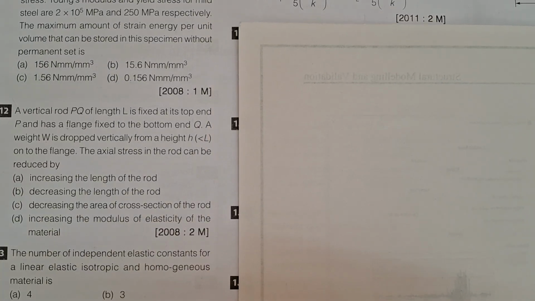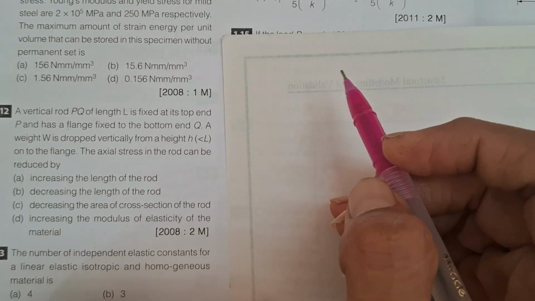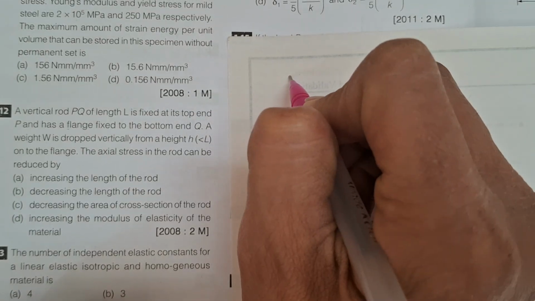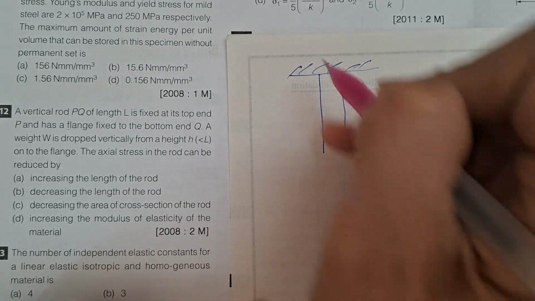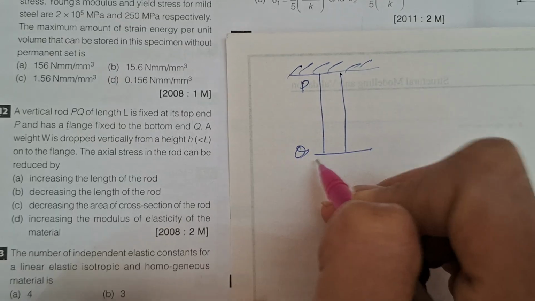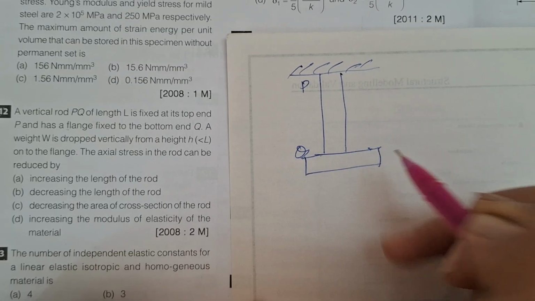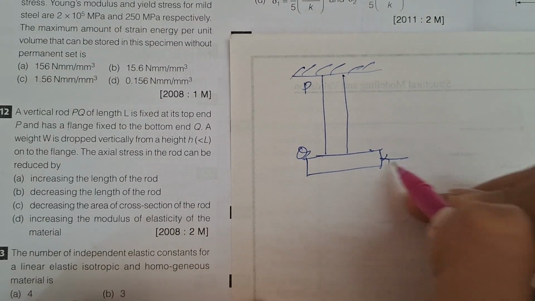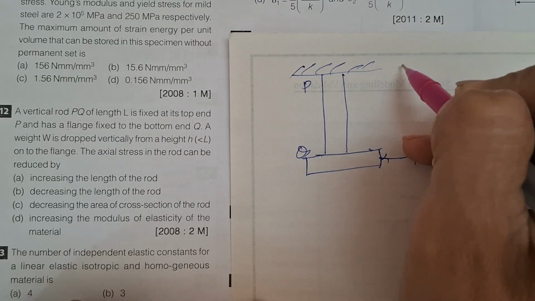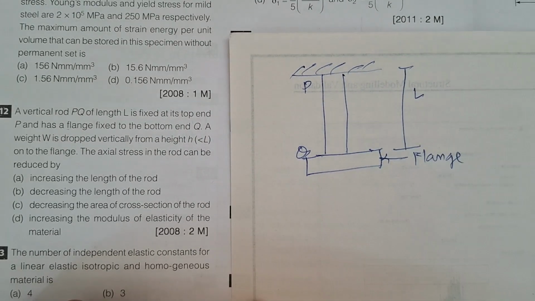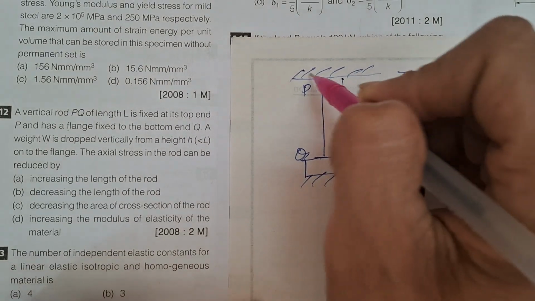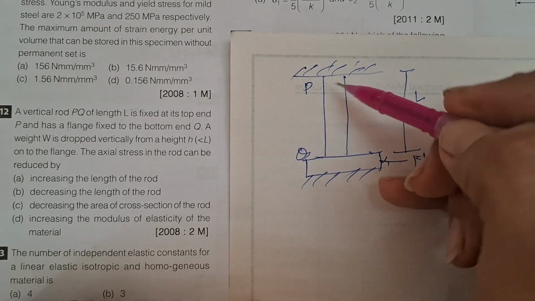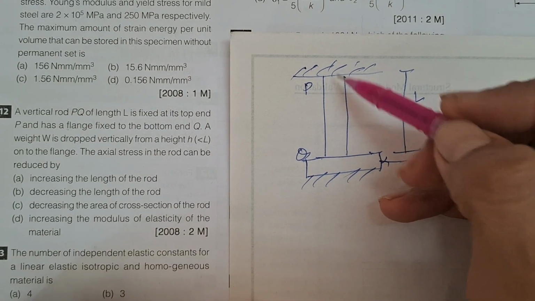Okay, but before that, let's draw this question, what they have given. I am drawing here. This is your rod, that is your PQ. This end is P, this is Q. Here some flange is attached. Now the length of the rod PQ is capital L. This flange is also fixed, the upper end is also fixed. So whatever deformation will occur, it will occur in this region PQ.